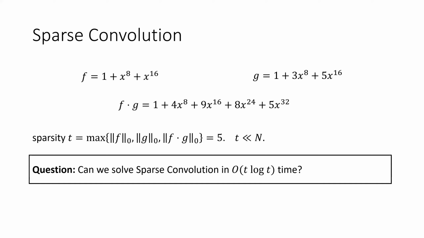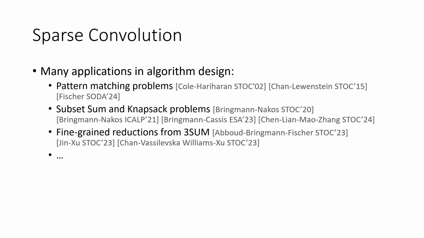Before talking about previous works on this problem, let me first mention that this sparse convolution problem has a lot of applications in fine-grained complexity and algorithm design. This has been used to solve some string problems such as block mass pattern matching and sparse pattern matching. And it has also been useful in solving several variants of the subset sum and knapsack problems. And recently, this was also used to solve some special version of the 3SUM problem, which is helpful for proving 3SUM hardness for several graph problems.